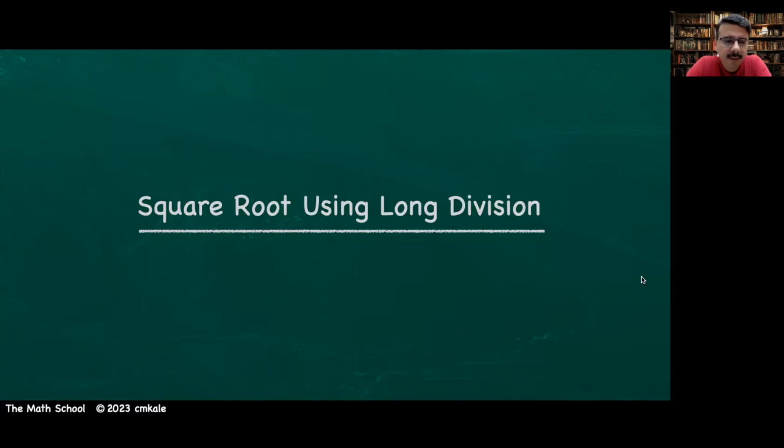Hello friends, in today's video lesson, we are going to look at the long division method to find square roots. In this lesson, we are going to look at perfect squares only. There will be a separate video lesson where we look at other examples of imperfect squares. So let's start with our examples.